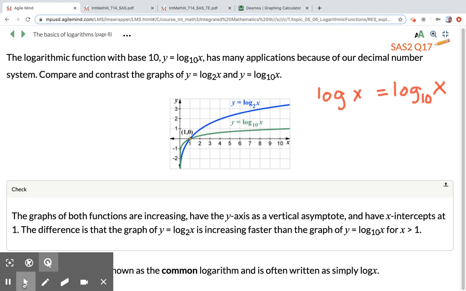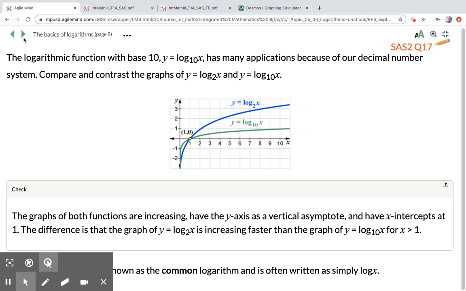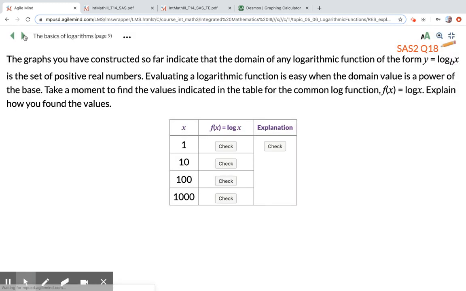Both of these mean the exact same thing. So keep that in mind. That's super important. Don't panic if you see the base of your logarithm is missing. You now know that means it has a base of 10. So with that in mind, we're going to go over to question number 18.